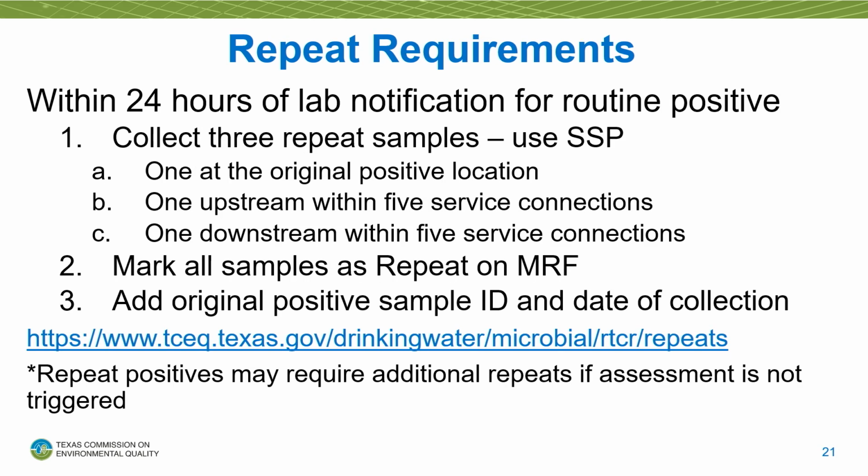So within 24 hours of notification from your lab for the routine positive sample, you'll want to collect 3 repeats, again, using your sample siting plan. These will have the locations that your system will be sampling those repeats from: 1 at the original positive site, 1 upstream within 5 connections, and 1 downstream within 5 connections. These will all be marked as repeat on the form.